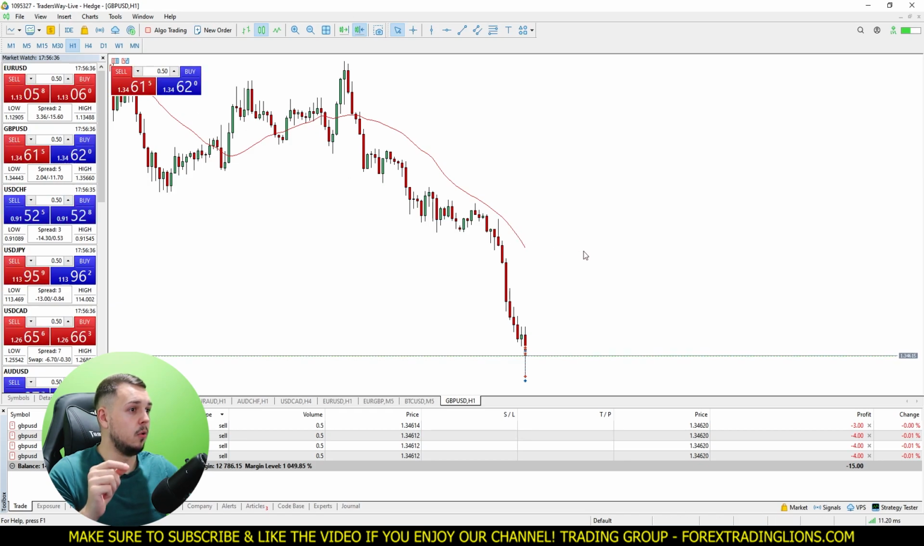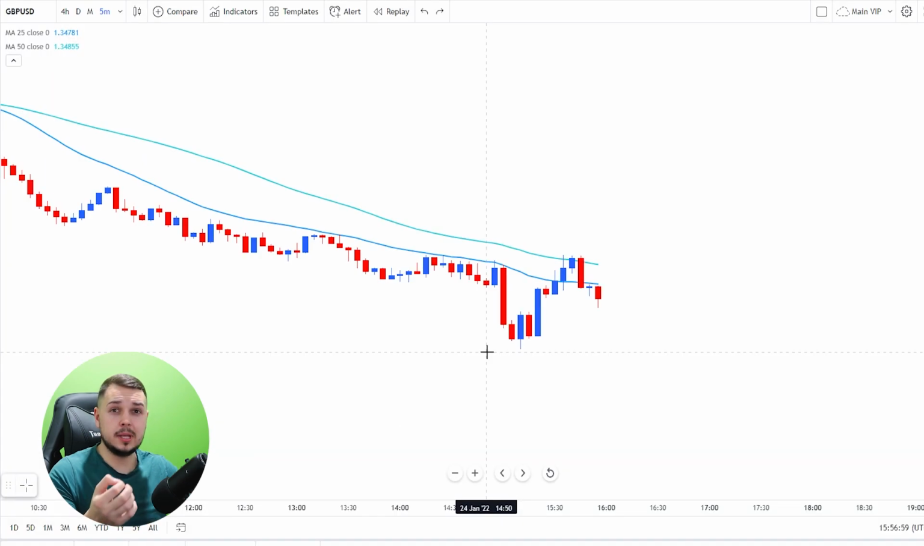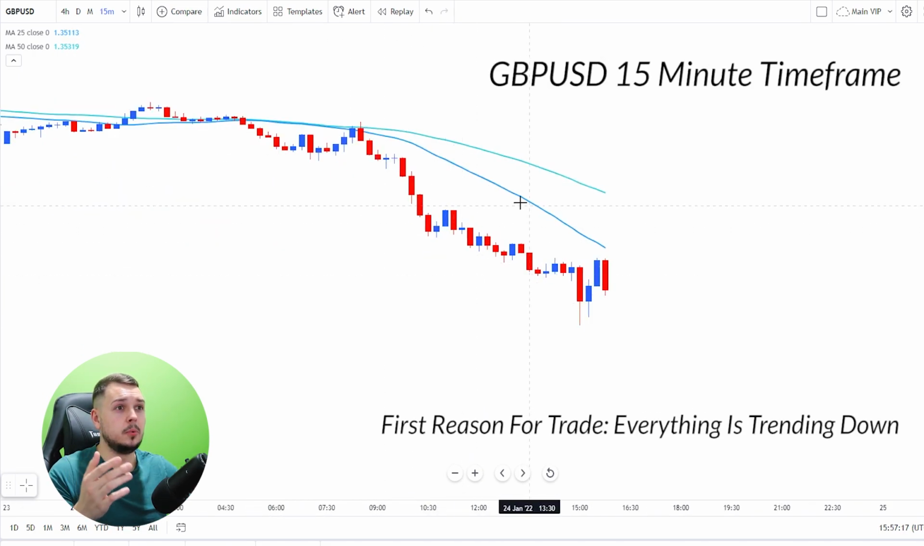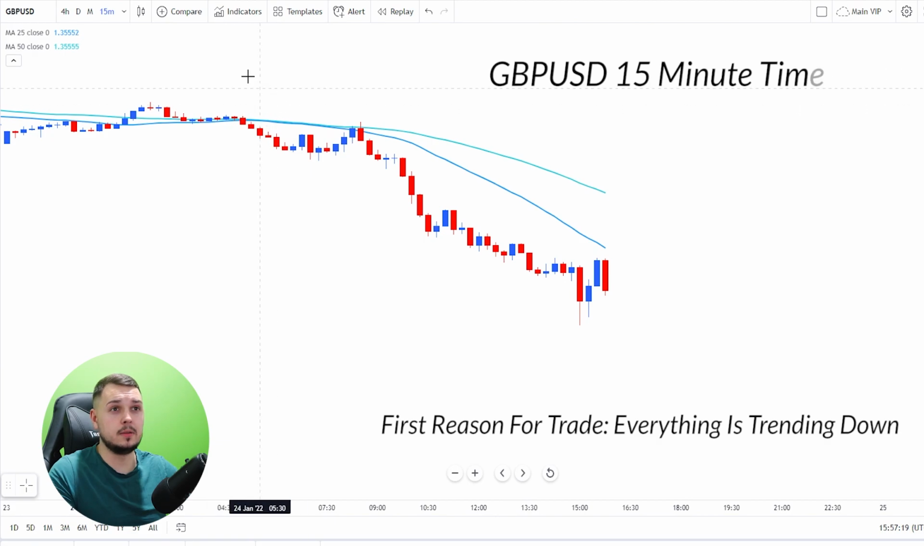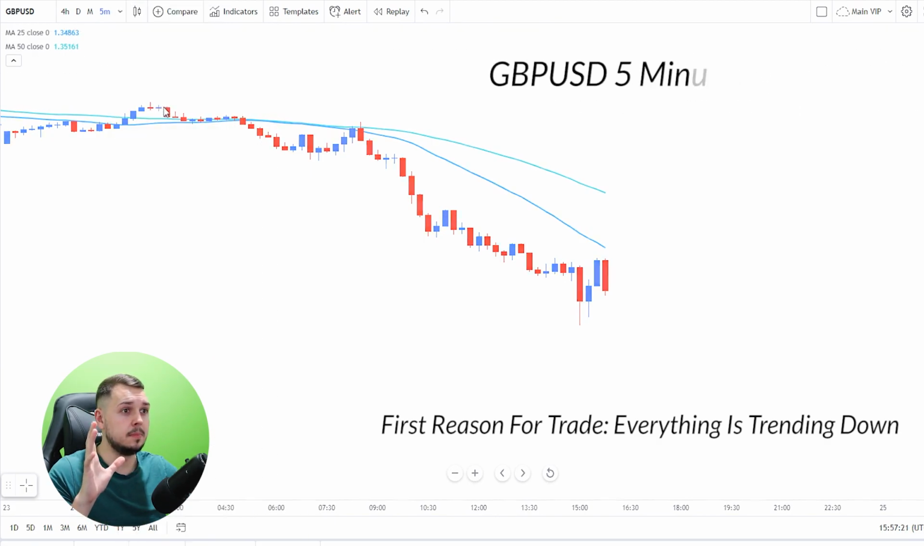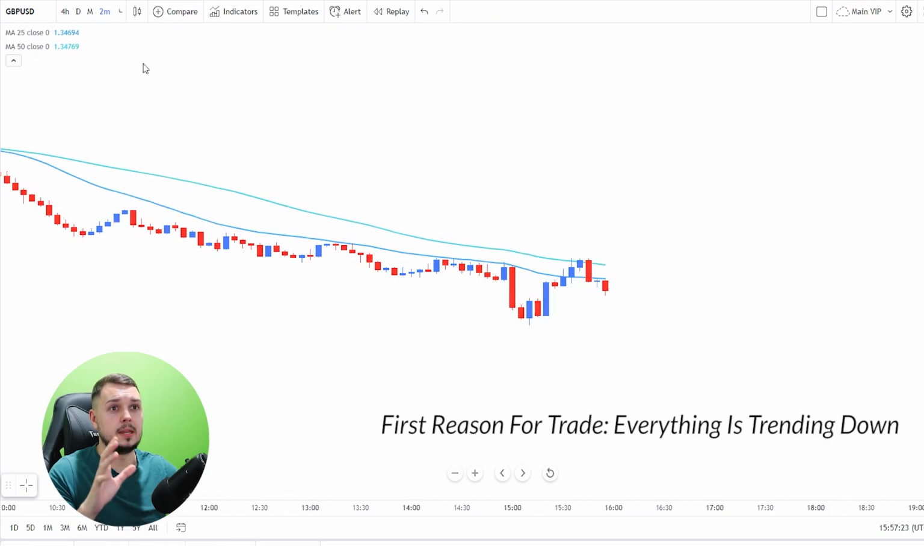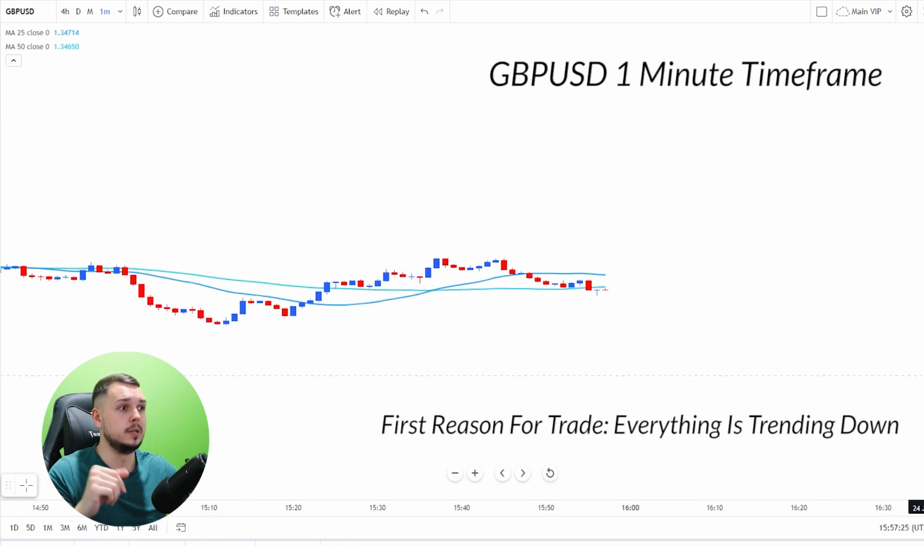Maybe place 4 of them. Since it's half a lot size, it doesn't mean much. And now we're gonna just keep this trade open for around 30 minutes or so and see how much profit we can generate. But the reason for the trade was simple. Everything is trending towards the downside. The 15-minute time frame, the 5-minute time frame, and even the 2 or the 1-minute time frame.